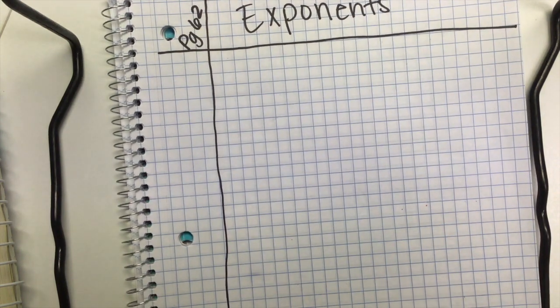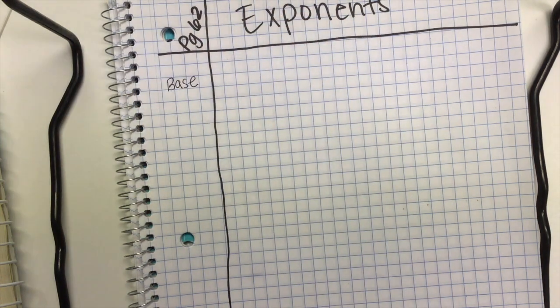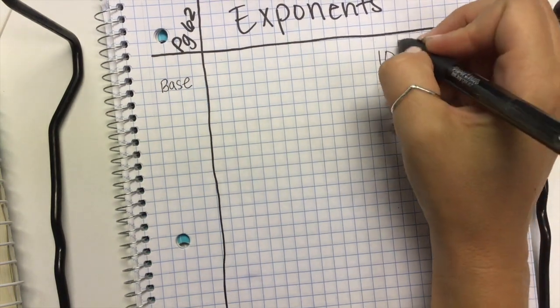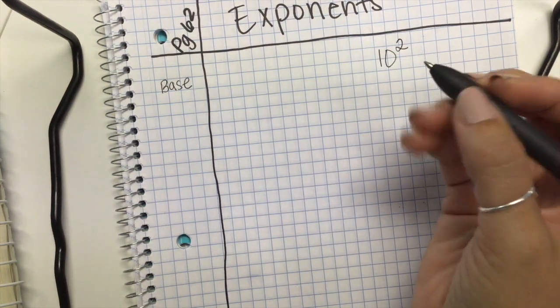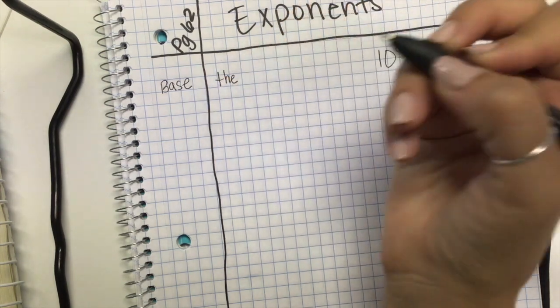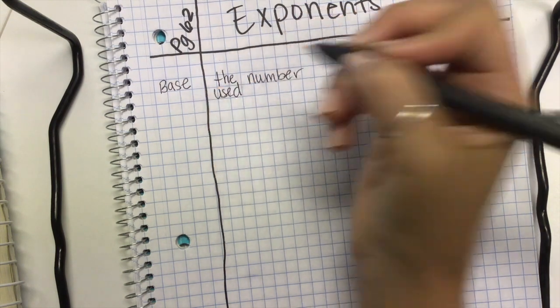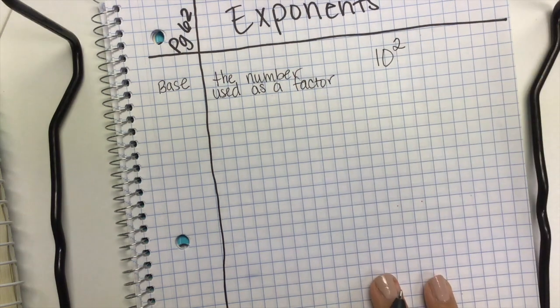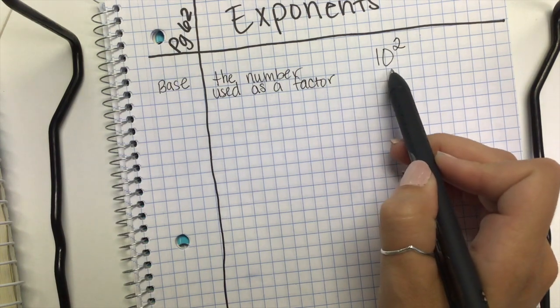Our first vocabulary word is going to be base. So the base in a number, let's say I have the number 10 squared, or 10 to the second power. The base is the number used as a factor. So the base is going to be this larger number. So for this circumstance, the base is 10.